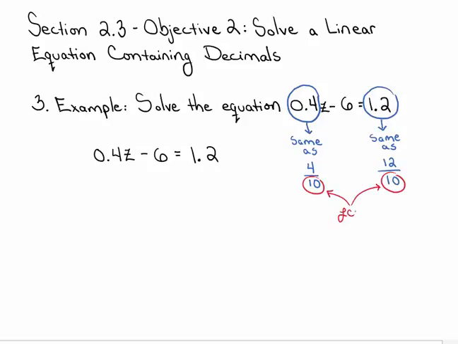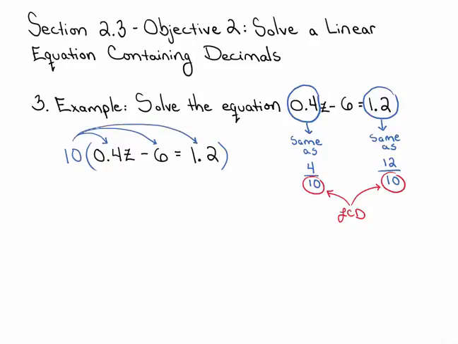So if we were to imagine this equation, instead of decimals, to be rewritten with fractions, we would be multiplying the entire equation by 10 to get rid of the fractions. Well, we can do the same thing with decimals. We can multiply with 10 and it will get rid of our decimals. So I'm going to multiply 10, I'm going to distribute to the 0.4z, to that minus 6, and to that 1.2.